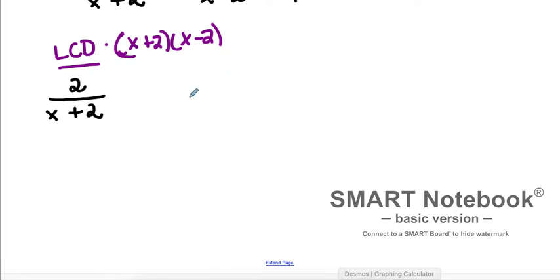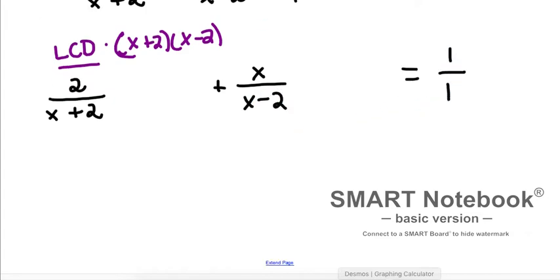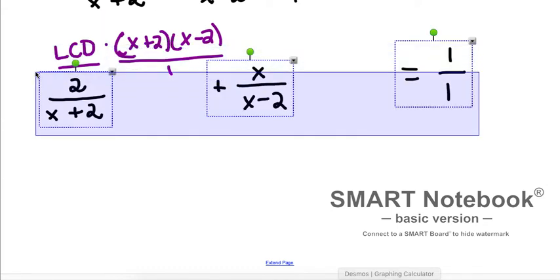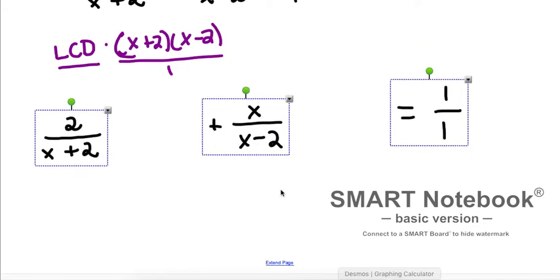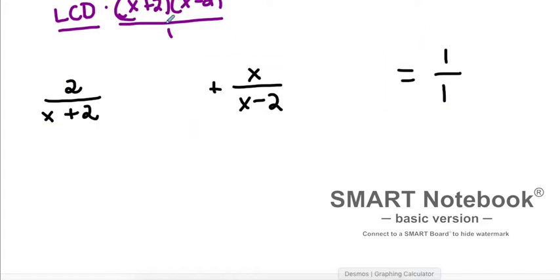Okay, so here's my first fraction. I'm gonna leave some space. Okay. Here's my second fraction. I'm going to leave some space, and then here's my last fraction. All right, let's multiply by our LCD. Again, if you want, put it over 1. I need more room. Move this down. Okay. X plus 2, x minus 2 over 1 is our LCD.